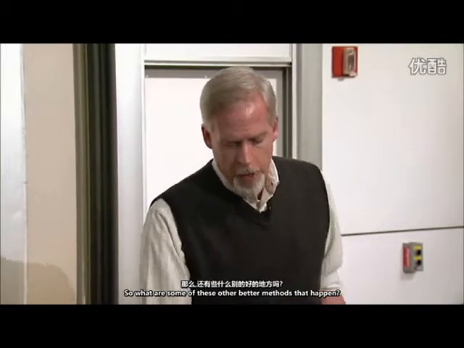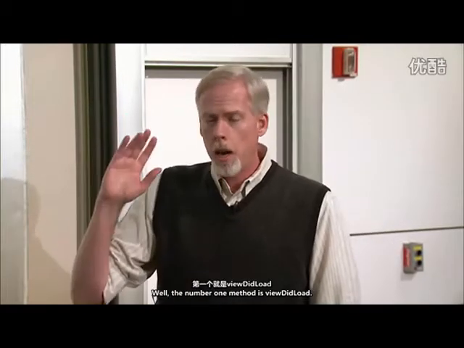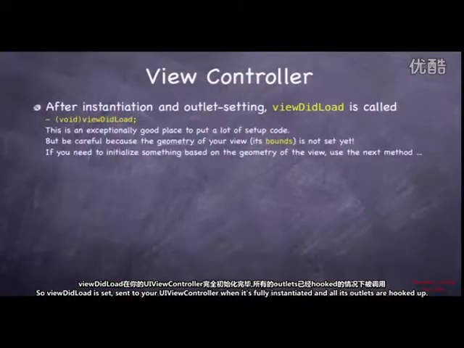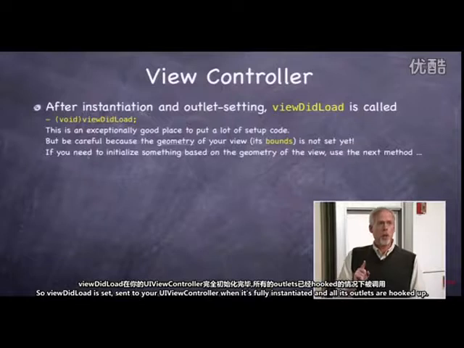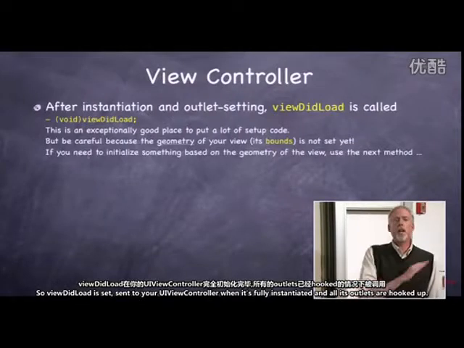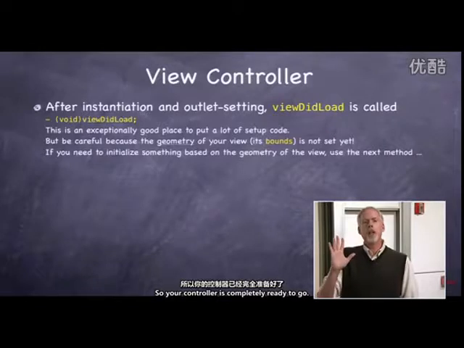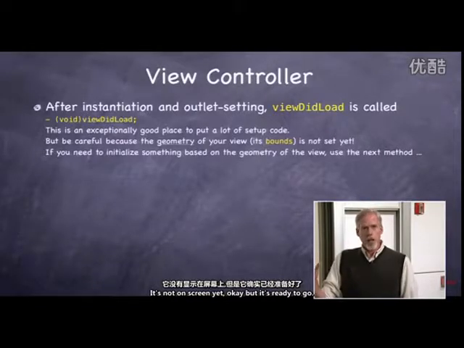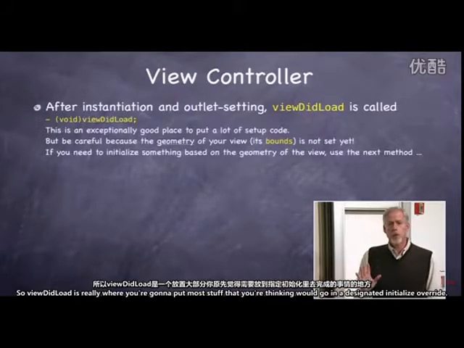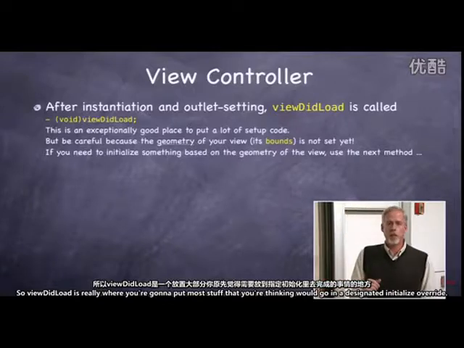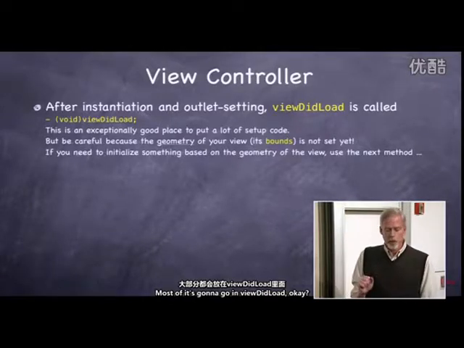So what are some of these other methods that happen? Well, the number one method is viewDidLoad. viewDidLoad is sent to your UIViewController when it's fully instantiated and all its outlets are hooked up. So your controller is completely ready to go. It's not on screen yet, okay, but it's ready to go. So viewDidLoad is really where you're going to put most stuff that you're thinking would go in a designated initializer override. Most of it's going to go in viewDidLoad.